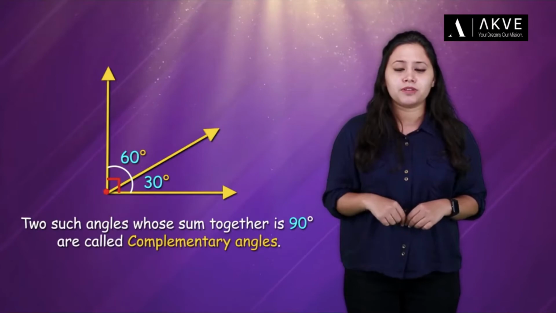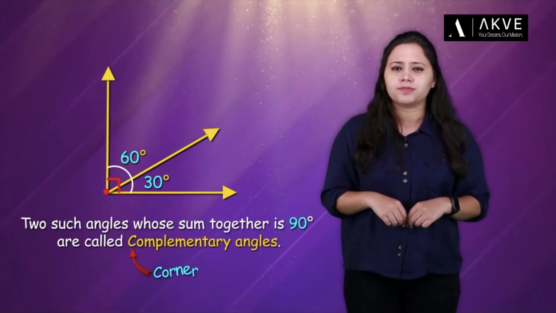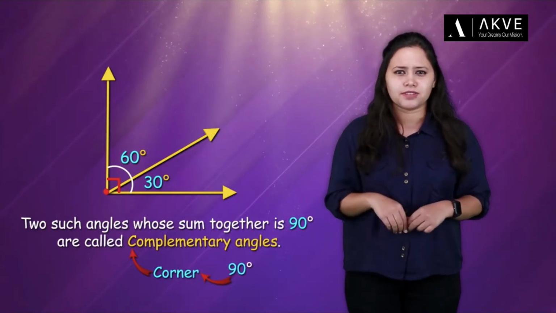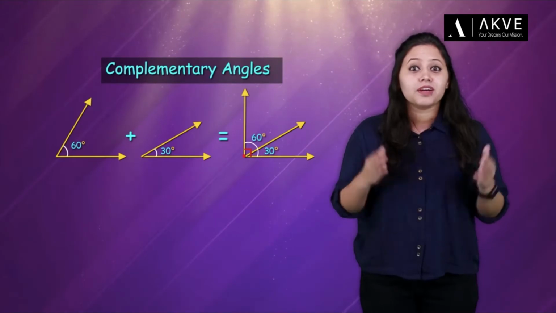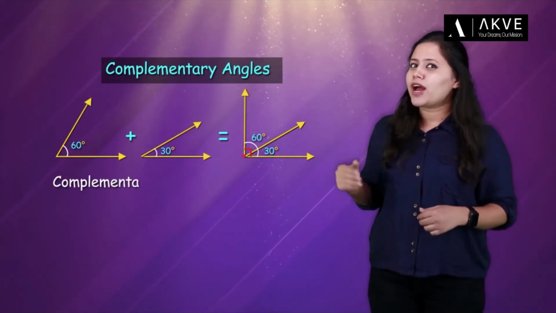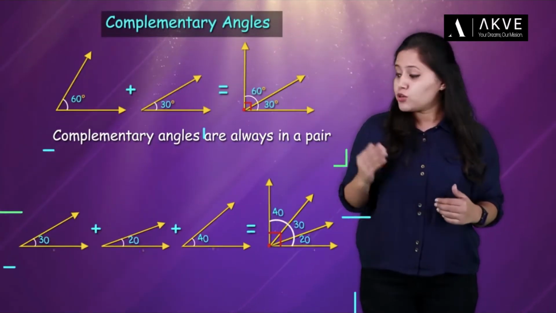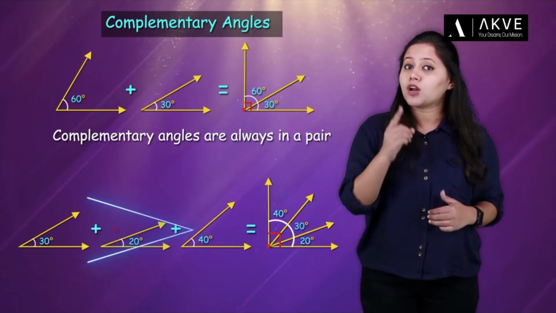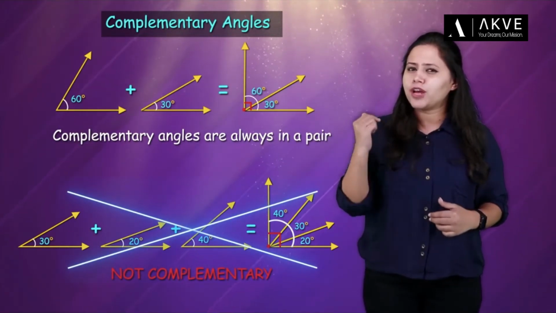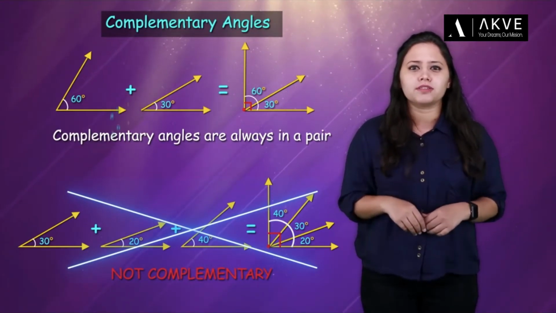Easy way to remember. Complementary starts with C and so does corners. And we know that corners generally measure 90 degrees. Now, an important thing to remember is that complementary angles are always in a pair. 3 or more angles whose sum is 90 degrees are not complementary angles. So, in a pair of complementary angles, one angle is said to be the complement of the other.